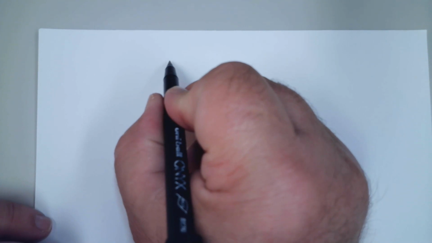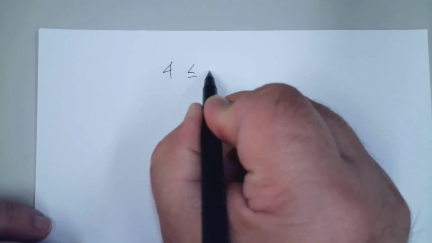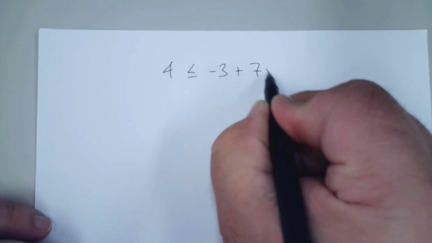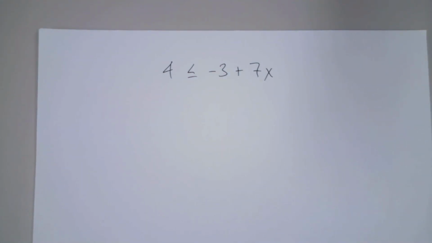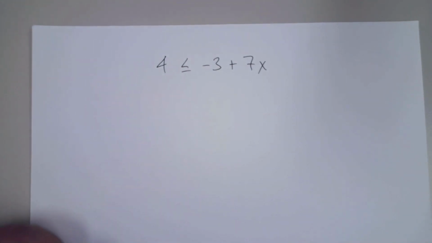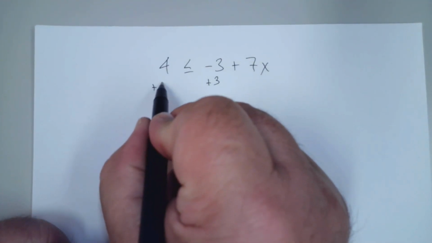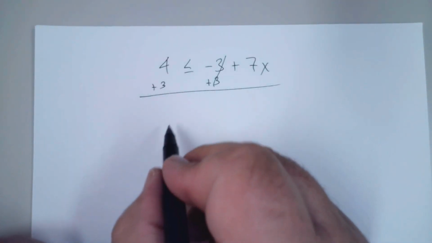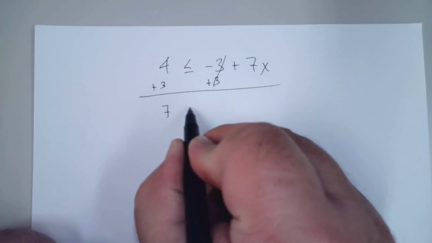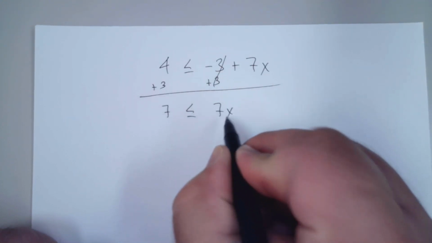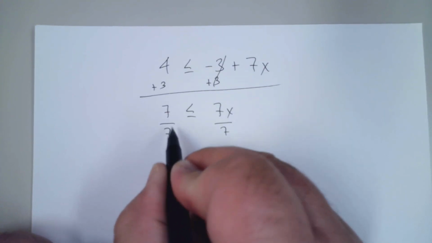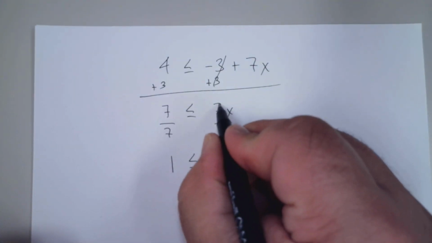Let's do another one. Less than or equal to 3 plus 7x. We're solving for x. Get rid of the 3. Since it's -3, we add 3. 4 plus 3 is 7, so 7x. Divide both sides by 7. 1 is less than or equal to x.